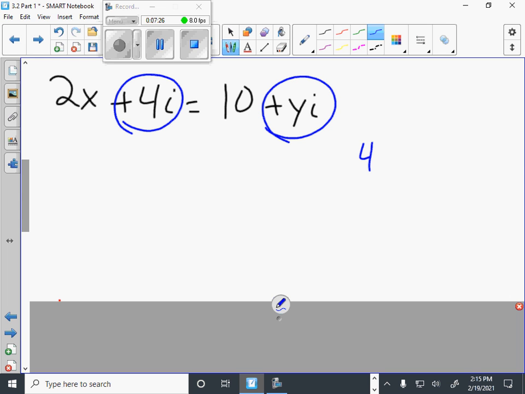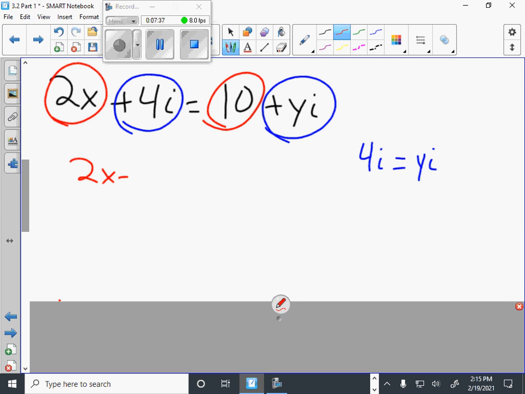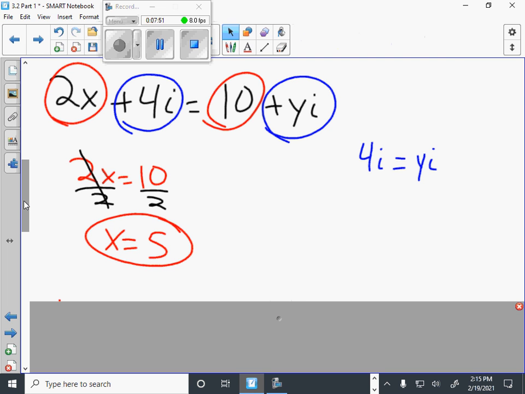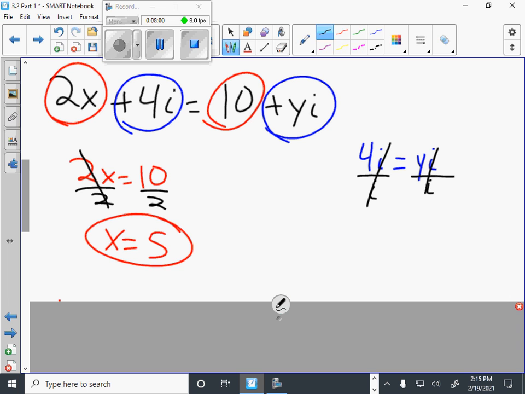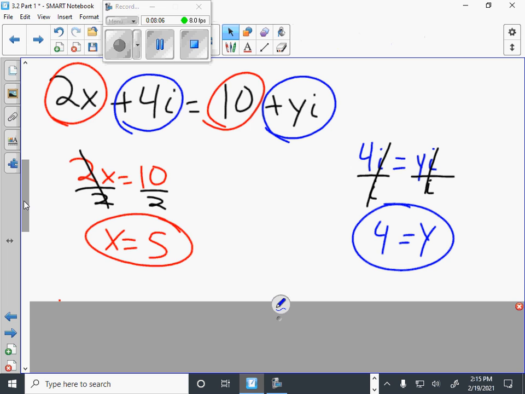We can say 4i is equal to y times i. And then take your others, your real numbers, 2x and 10. Okay, and now solve both of these. What does x equal? Well, if we divide by 2, we're left with x equals 5. And over here, how do we solve for y? Well, we have to divide by i. So y is equal to 4.